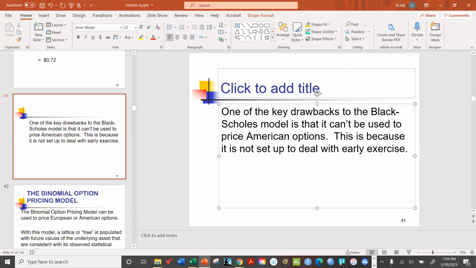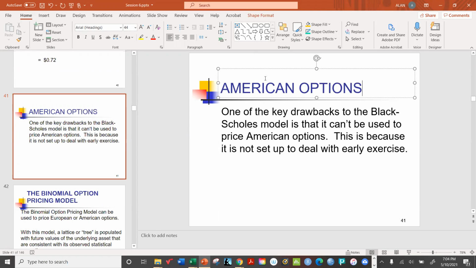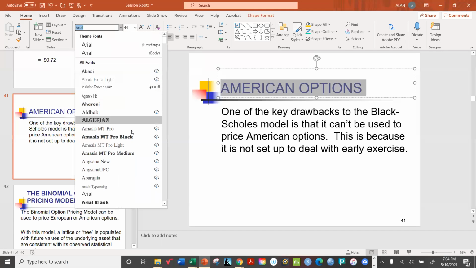Because of the way the model is structured, it's not possible to determine if an option should be exercised early, which is what needs to be done in order to properly price American style options. So I mentioned that earlier. What do we do about it? Now, this time Merton was not the one who came up with the solution.